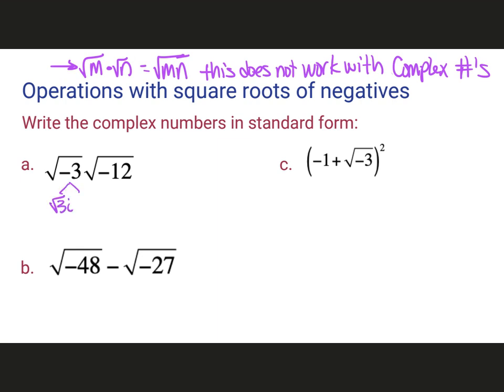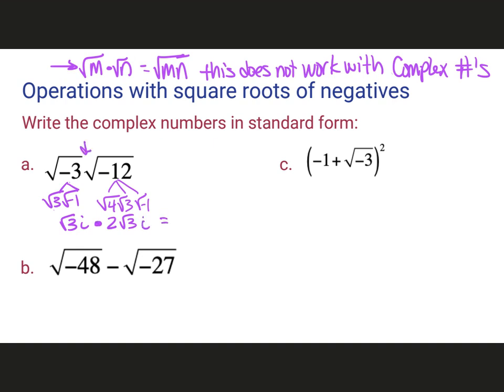We pull out the negative, and then we'll rewrite this as root 4 times root 3 times the negative 1. So we'll pull out the negative. Let me backtrack so I can show you my work on that. I'm sorry. This is root 3 times root negative 1. So this is root 3i, and this will be 2 root 3i. Okay, and then now you're allowed to multiply them.